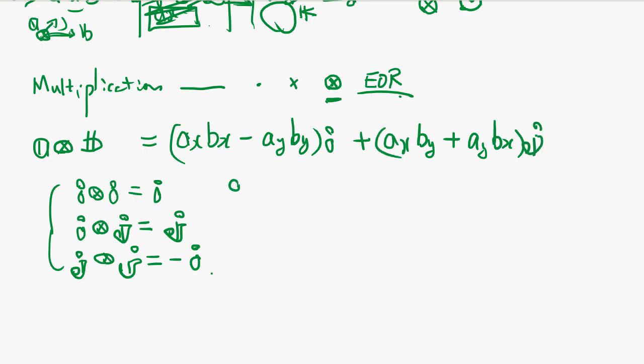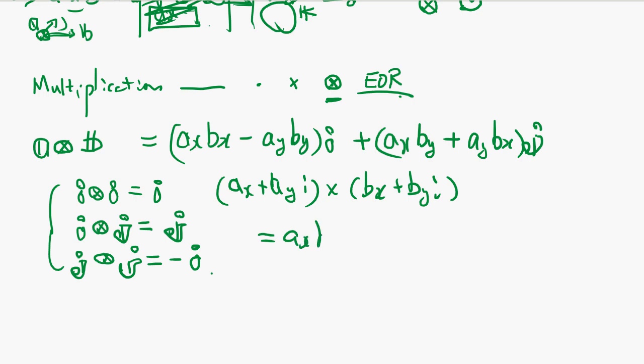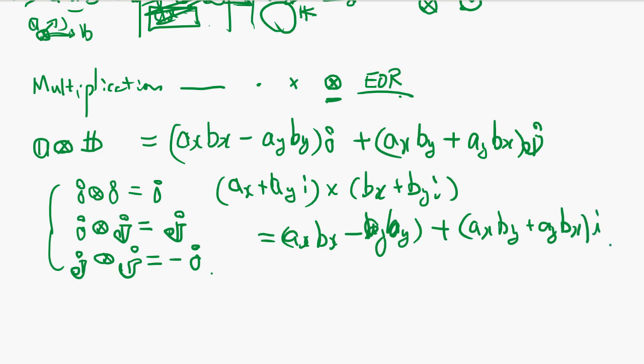So it's just like (x + ay·I) multiplied by (bx + by·I) equals ax·bx minus ay·by, plus (ax·by + ay·bx) I.